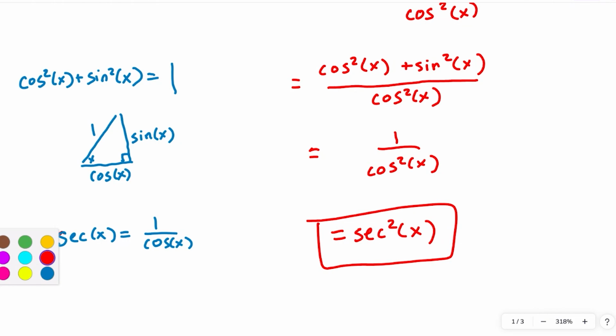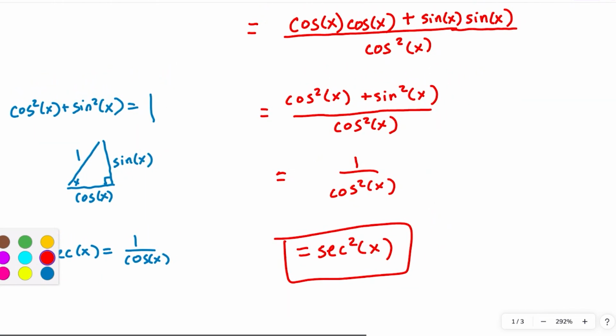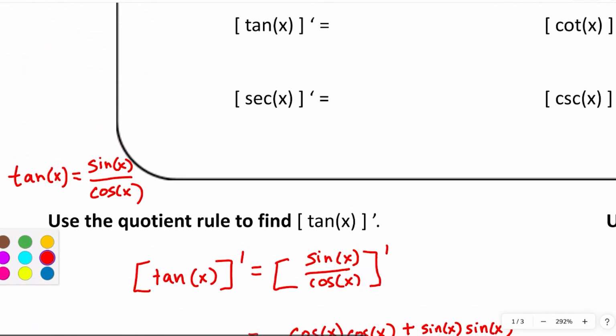Now, secant is 1 over cosine, correct? Cosine is also 1 over secant. They're reciprocals of each other. So let's go back up to our little box here. We'll fill that in.